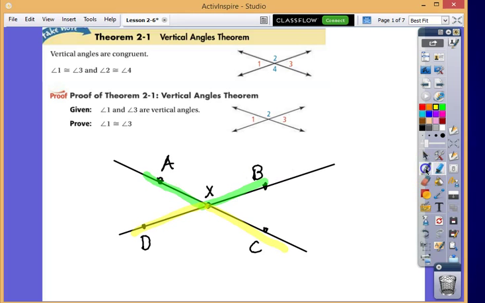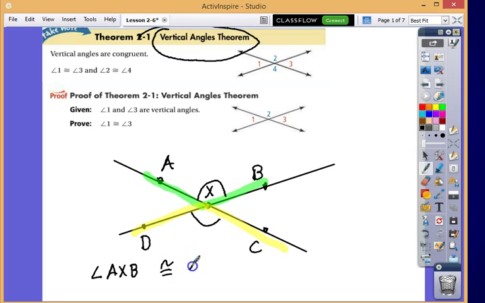All right, so now that we've identified them as vertical angles, we have a theorem that says if you know about vertical angles, then those angles will be congruent. Angle AXB is congruent to angle DXC. Why? Because vertical angles are congruent. So I could write that as angle AXB congruent to angle DXC. And then I could even go back and apply the definition of congruency and say that their measures are equal as well.